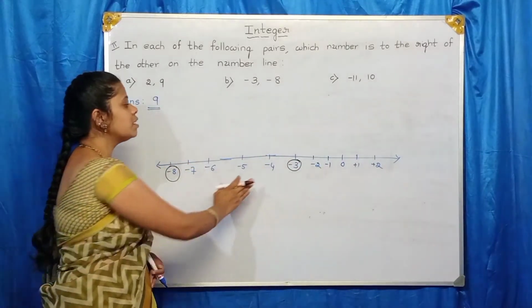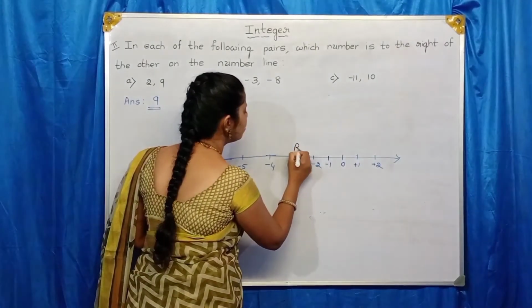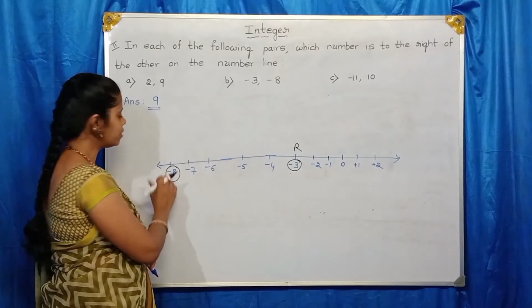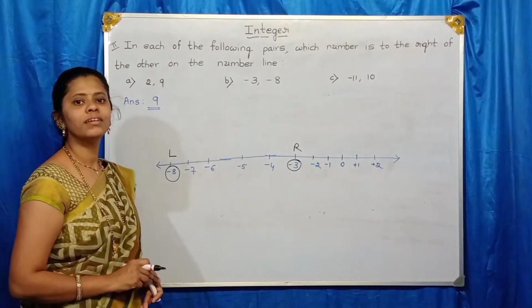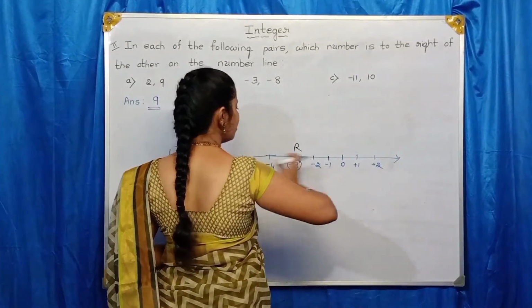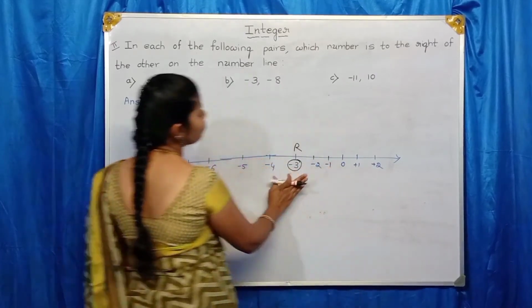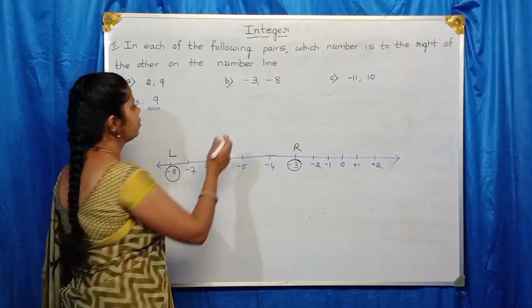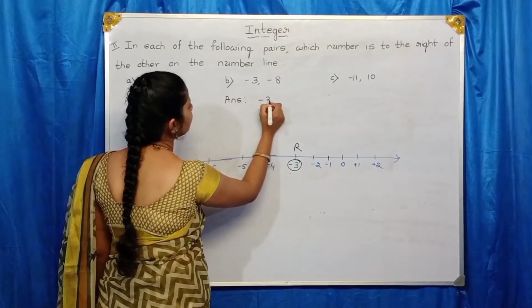Okay. Which number is on the right side? Minus 3 is on the right side. And minus 8 is on the left side. If you are confused, then you can stand in between these two numbers. This is the right side and this is the left side. So, on the right side minus 3 will come. Okay. So, our answer is minus 3.